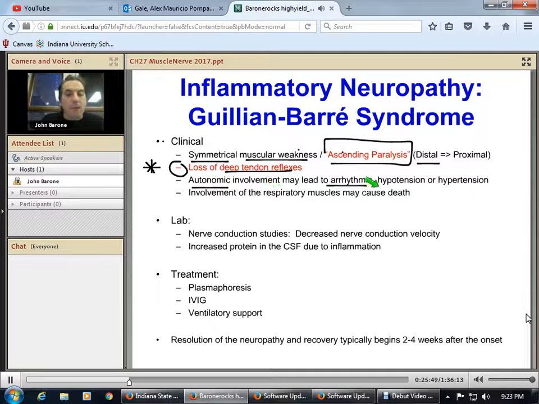Now, it can also affect autonomic, so you could get arrhythmias, you can get hypotension, you can get hypertension too. Now, what else can it involve? The respiratory muscles, and that can lead to death. So when they start getting weakness and trouble breathing, that's when you want to consider intubation and mechanical ventilation. You may have to breathe for them.